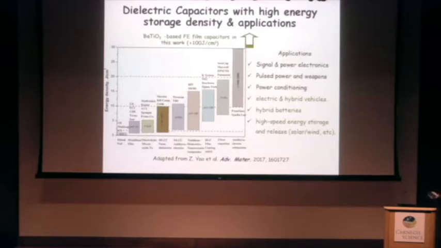For application of this dielectric capacitor, of course, we know its major application is power electronics and power conditioning. Therefore, because they're so fast, if you can improve the energy density, you can use it in some future technology, for example, hybrid or electric cars as an inverter capacitor, or you can invent some hybrid batteries or high-speed energy storage units.